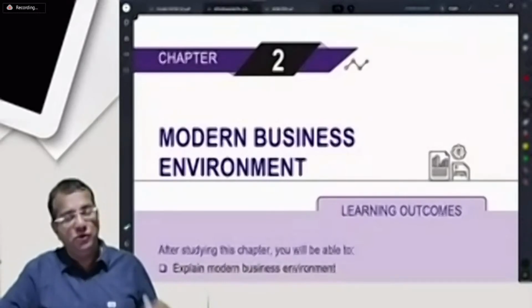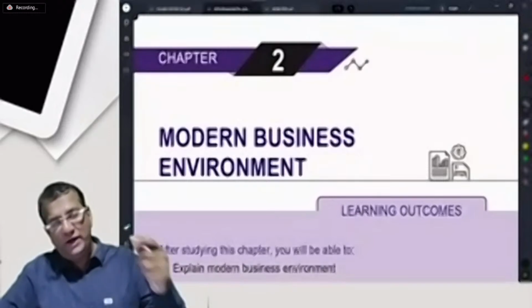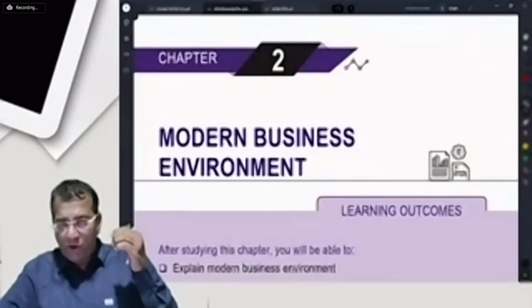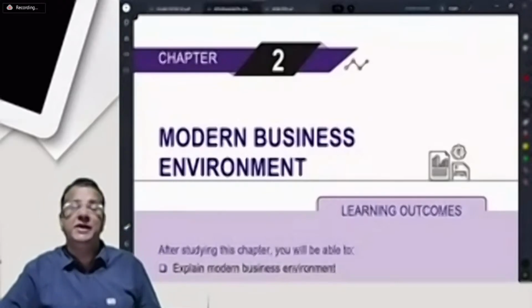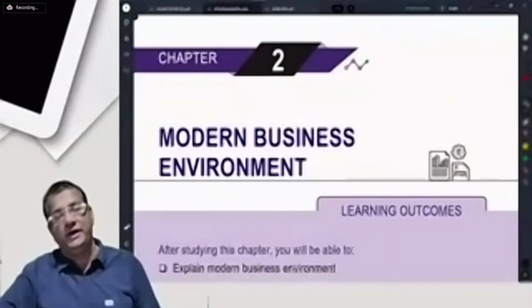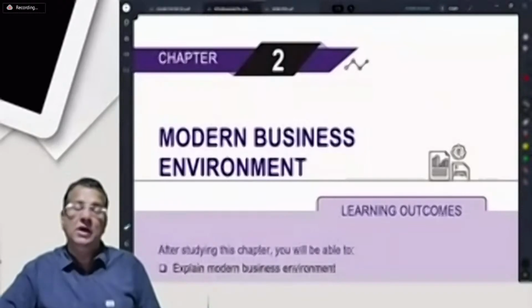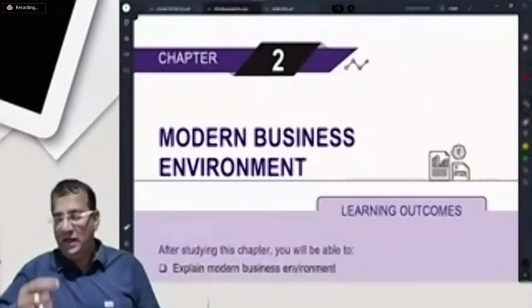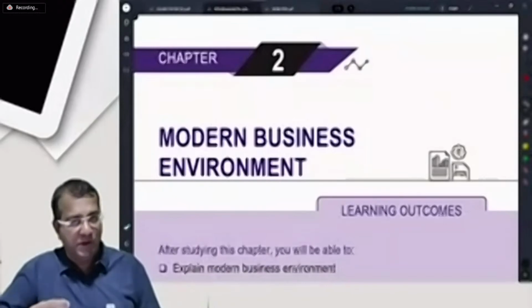arrangement, will guide you how to increase the quality of the product, how to be more efficient and effective in delivery schedule, and at the same time you have to reduce your non-value added activity, so that the same product or the same higher quality product can be made available to the customer at a much lower price. Clear, beta? Chaliye.